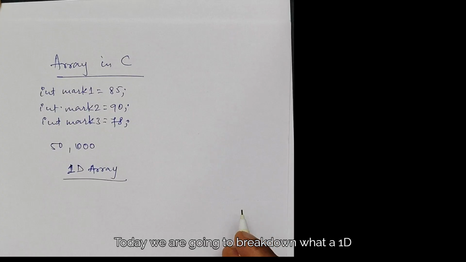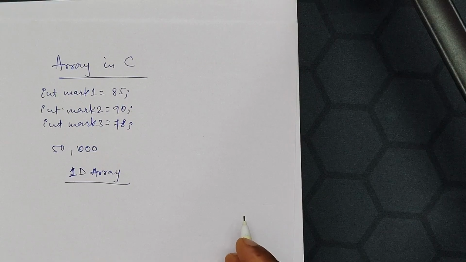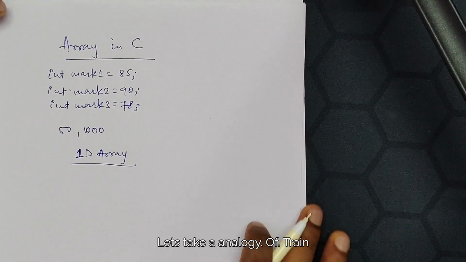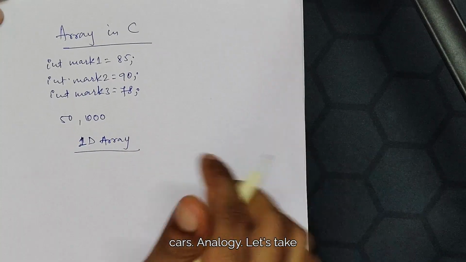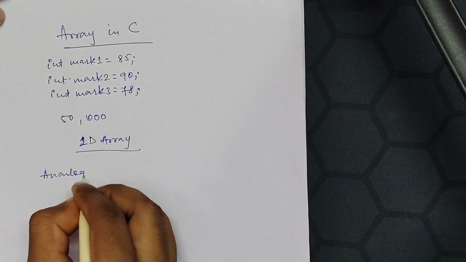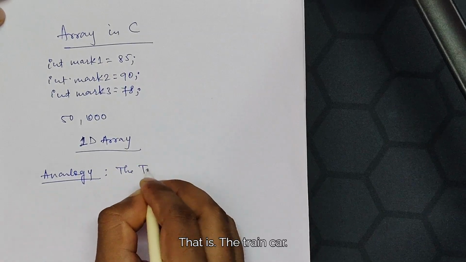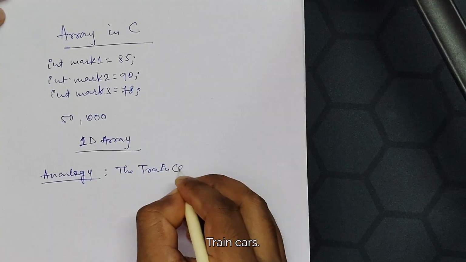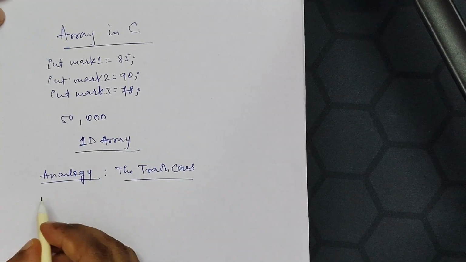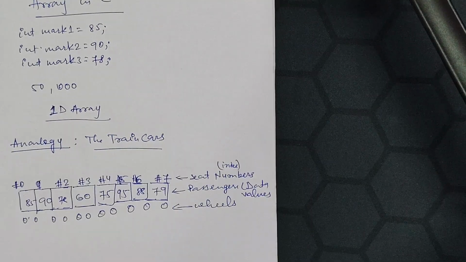Today we are going to break down what a 1D array is, how it works and how to write it in code. Let's take an analogy of train cars. Let's draw a diagram of that.